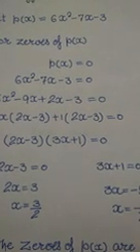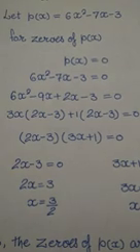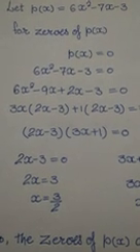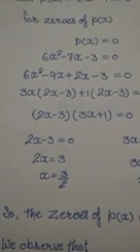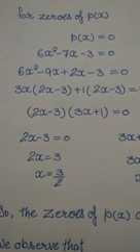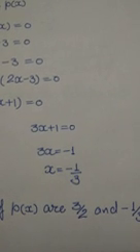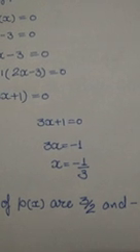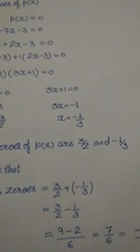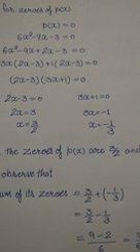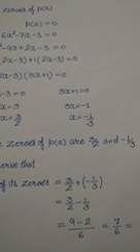As it is equal to 0, we put both factors equal to 0. 2x minus 3 equals 0 and 3x plus 1 equals 0. In the first one we get 2x equals 3 and then x equals 3 by 2, and the second one is 3x equals minus 1 and x equals minus 1 by 3. So we get two zeros of polynomial p(x). One is x equals 3 by 2 and another is x equals minus 1 by 3. So these are the two zeros.